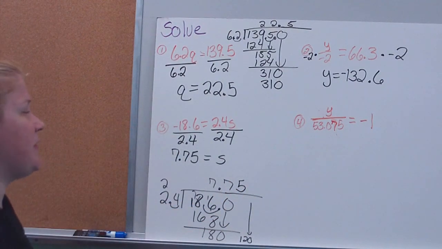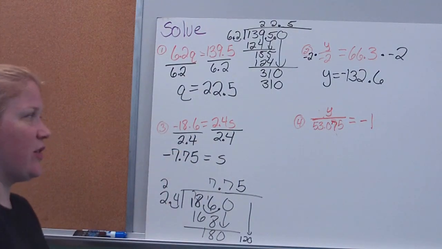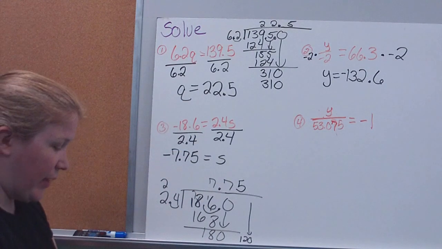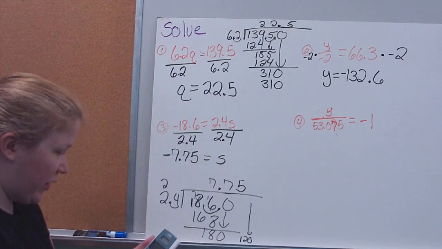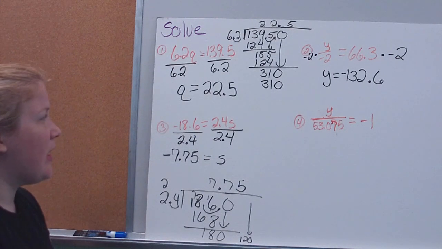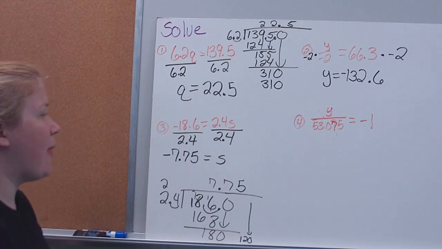I have one negative sign, which is an odd number. That means my answer is also negative. Again, we can go back, and I'm going to use my calculator to quick check. 2.4 times negative 7.75 gives me negative 18.6. I must have done my math correctly.